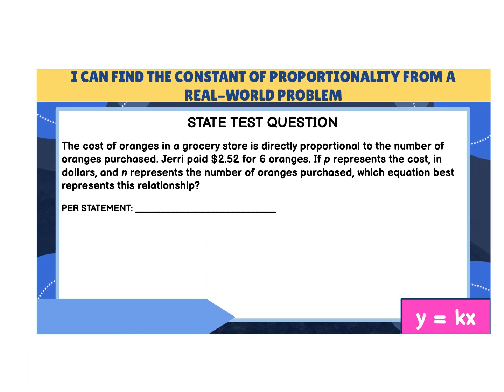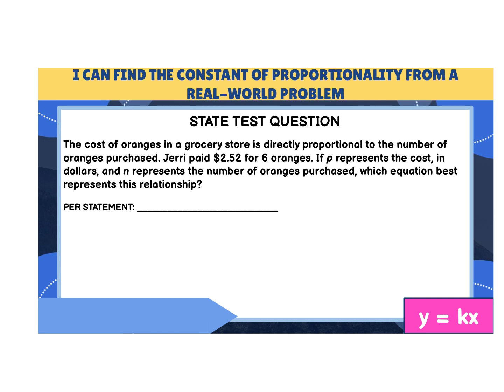And our last one, which is the state test question, says the cost of oranges in a grocery store is directly proportional to the number of oranges purchased. If Jerry paid $2.52 for 6 oranges, and P represents the cost in dollars, and N represents the number of oranges purchased, write an equation to best represent the relationship. Well, we need the cost per orange. We want to know what 1 orange is going to cost. Now they used P for cost, so I'm going to put a P. And for number of oranges, they used an N. I'm just using what my question tells us, P and N.